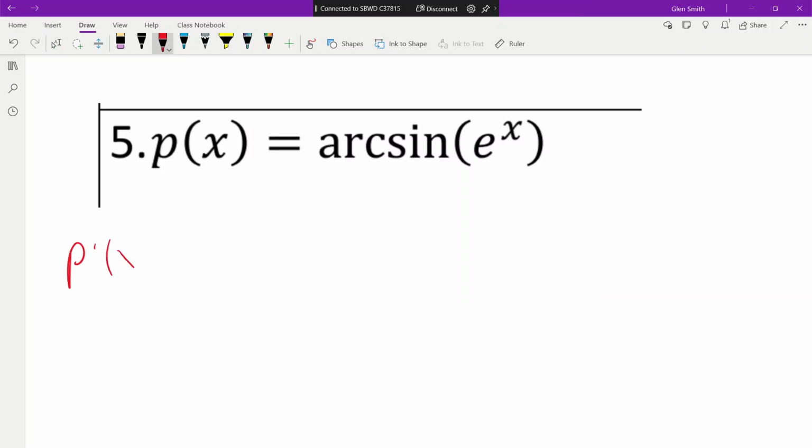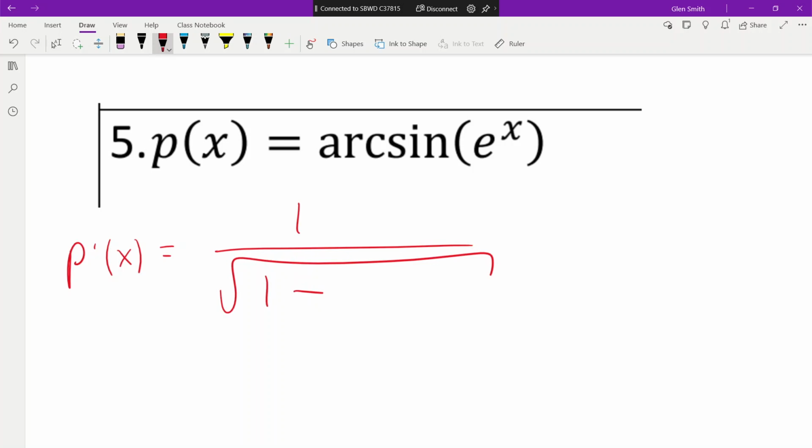P prime, so this is an arc sine of something. The derivative of arc sine of something is 1 over the square root of 1 minus that thing squared. And e to the x squared is the same thing as e to the 2x. And you're going to multiply that by the derivative of what's inside, which is e to the x. So you can either put that out here like this, times, or you can put it on top of here. That's the same thing. So that's that one, not too bad.